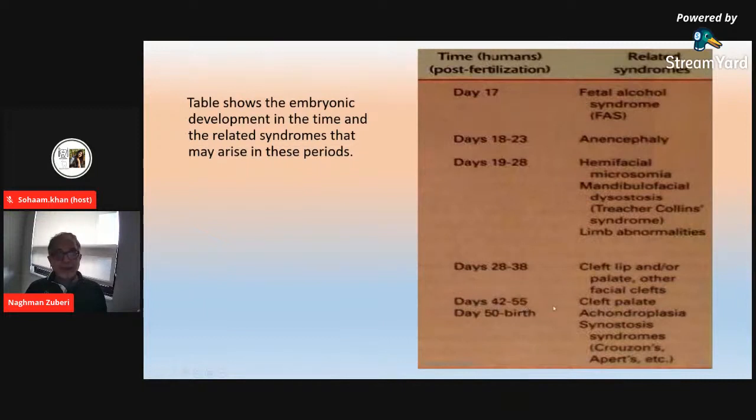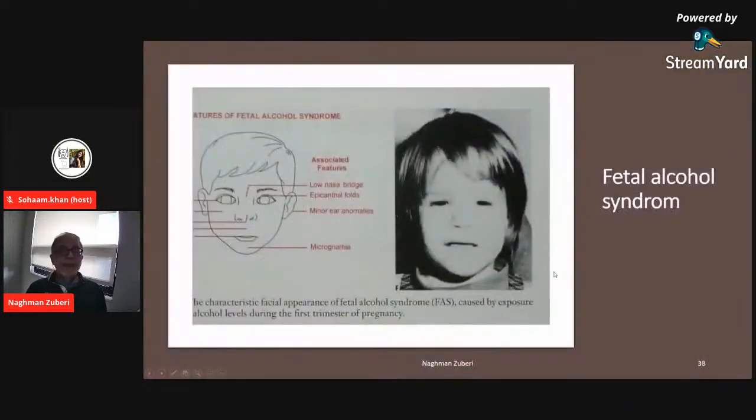Days 40 to 45, again the cleft palate. Now the chances of cleft lip are gone. Cleft palate may still appear. Day 50 to birth, achondroplasia, craniosynostosis syndrome, or Crouzon and Apert syndrome, etcetera. After cleft lip and cleft palate is over, then there will be chances for these problems.